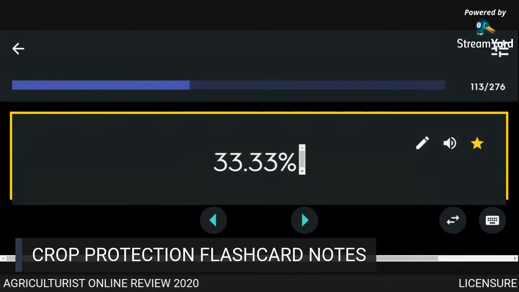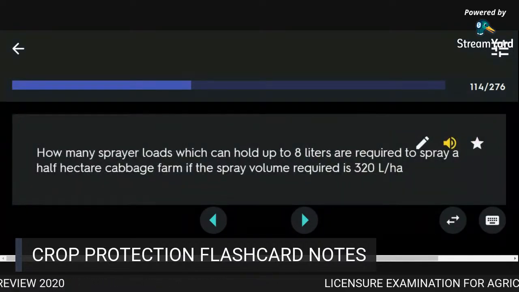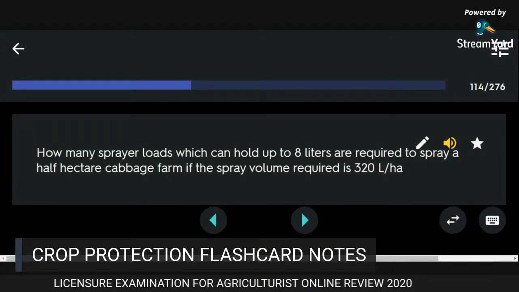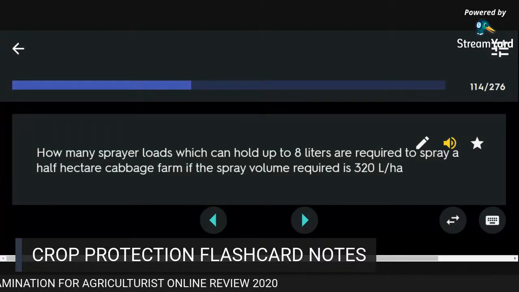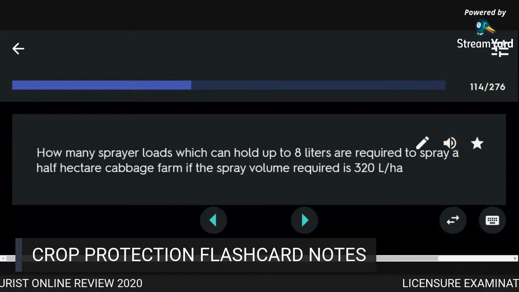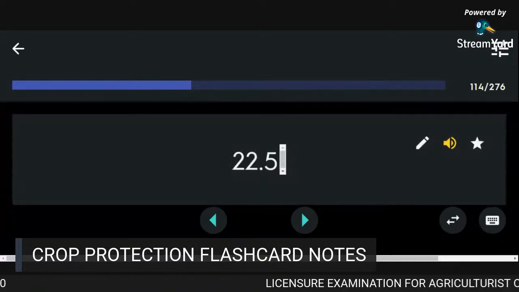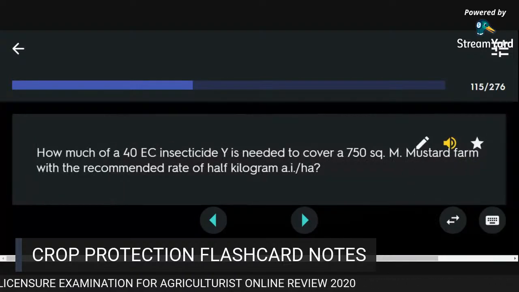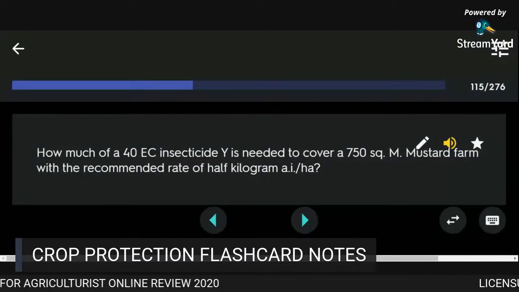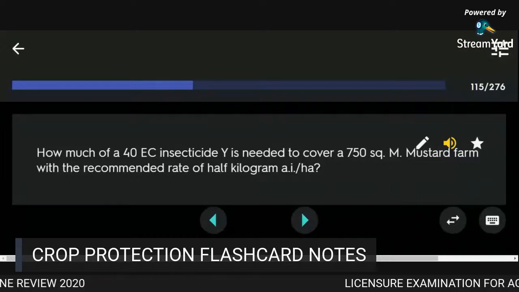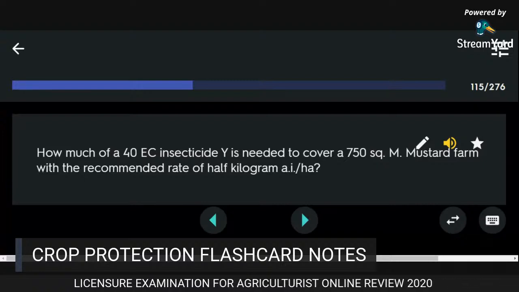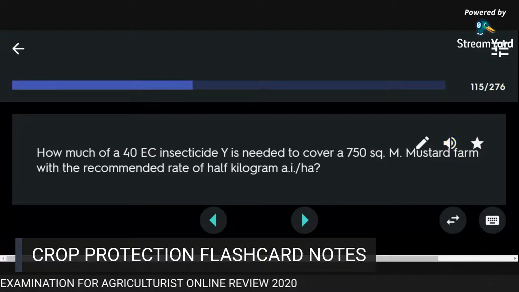How many sprayer loads which can hold up to 8 liters are required to spray a 0.5 hectare cabbage farm if the spray volume required is 320 liters per hectare? 22.5. How much of a 40 EC insecticide Y is needed to cover a 750 square meters mustard farm with the recommended rate of 0.5 kilogram AI per hectare? 0.1 L.